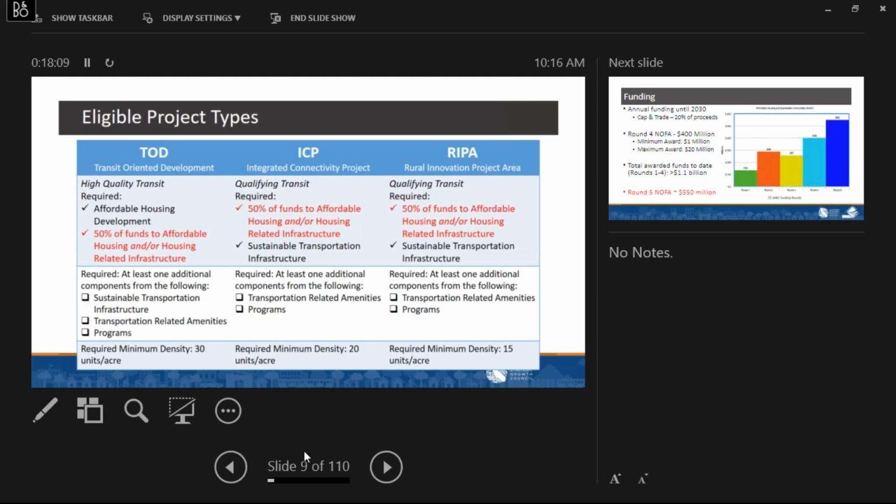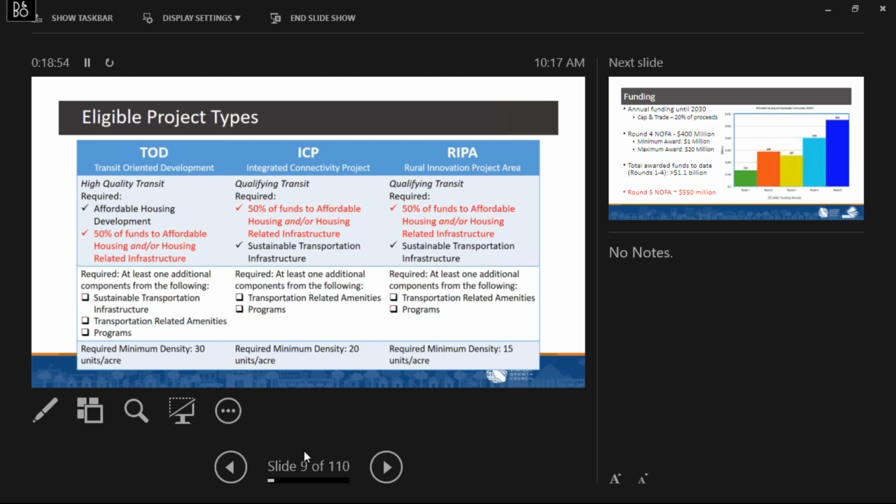We will say for competitiveness reasons, we tend to see sustainable transportation infrastructure, specifically some sort of transit improvement, in almost every project that we funded in the last 2 rounds, and particularly in round 4. There's a required minimum density of 30 units to the acre, although the average or the median density for the TOD projects was significantly higher last round. I believe it was around 150 units per acre as the median density, and that plays into competitiveness as well, which we'll cover later.